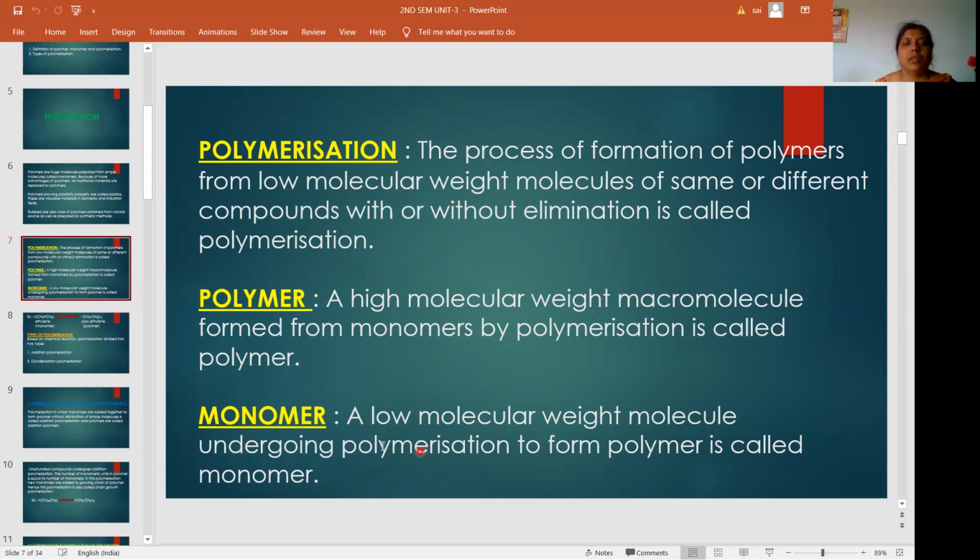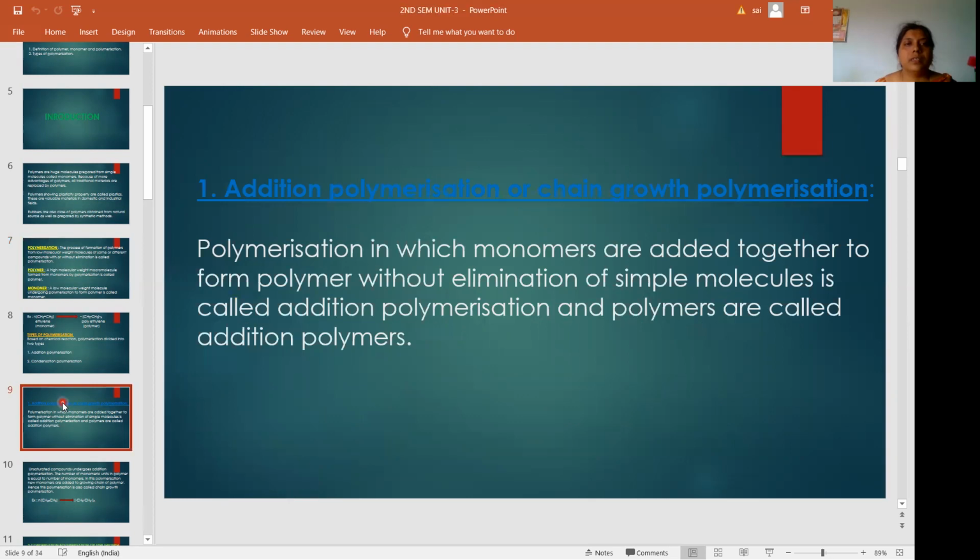And what is monomer? A low molecular weight molecule undergoing polymerization to form polymer is called monomer. The next is types of polymerization. In your syllabus, you have two types of polymerization, that is addition polymerization and condensation polymerization. Addition polymerization is also called chain growth polymerization.